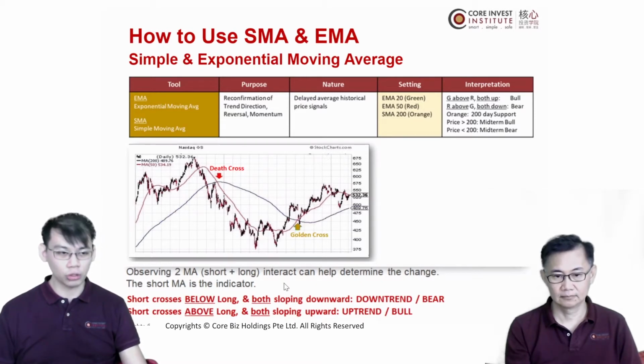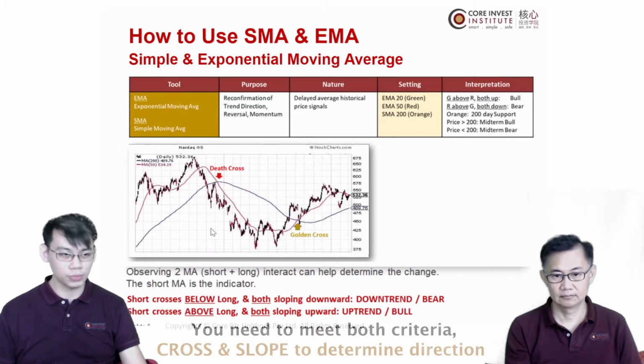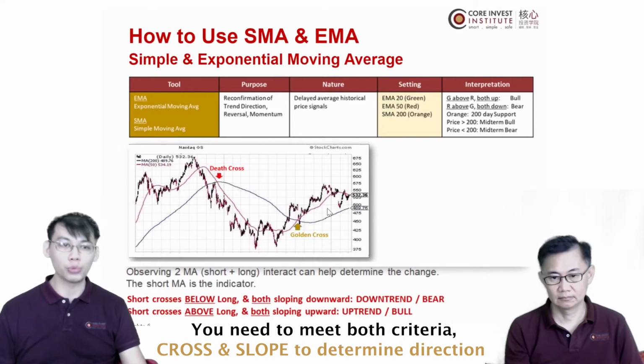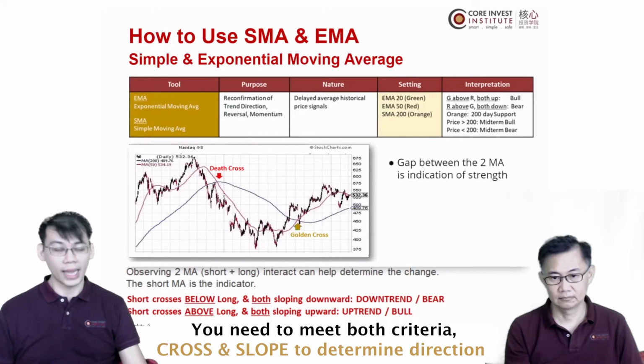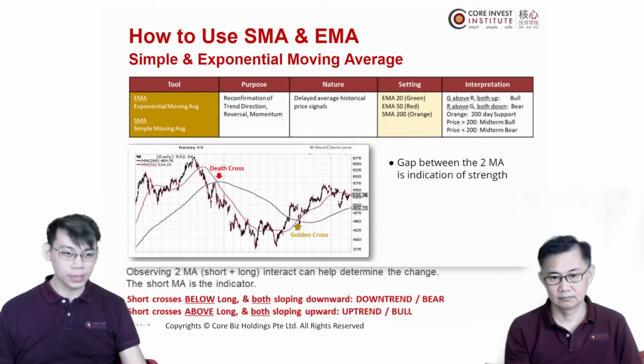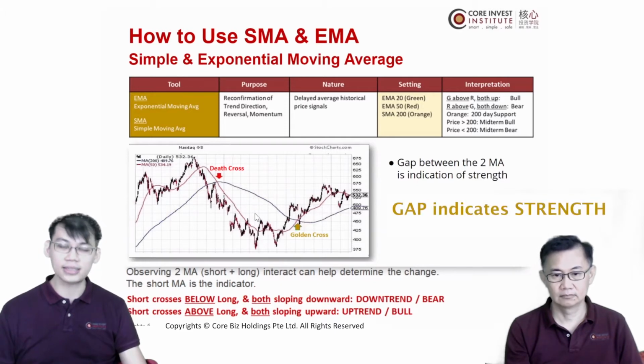You can see that the short crosses below the long. When the short crosses below the long, we will see the cause and effect: if both are sloping downwards, it's going to be a bear trend. When the short crosses above the long, when the 50 cuts above the 200 and both are sloping upwards, we are looking at the bull trend. This is how we identify where the trend is moving, and we do not want to go against that trend.